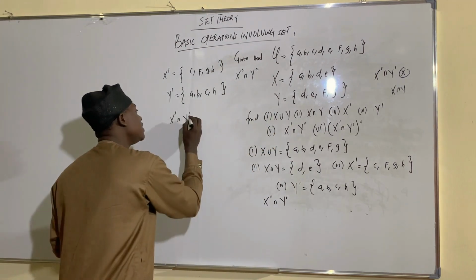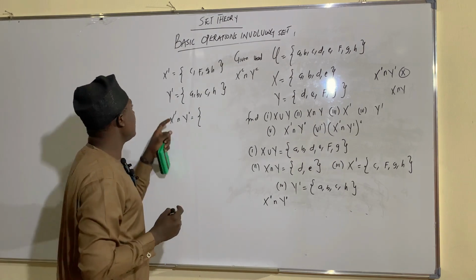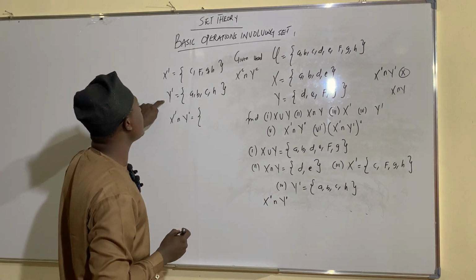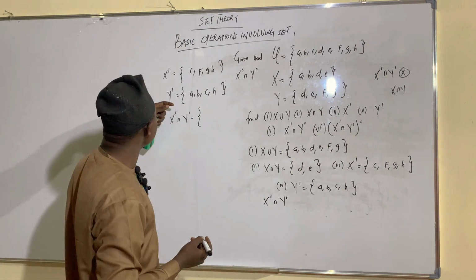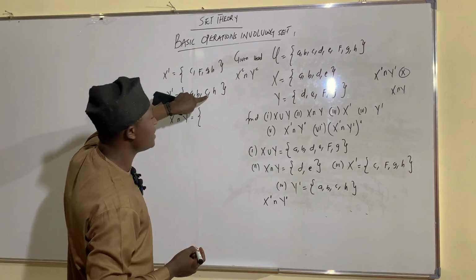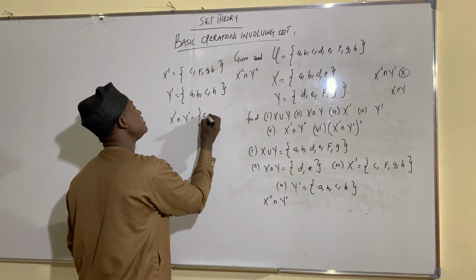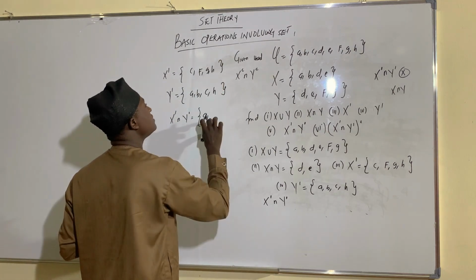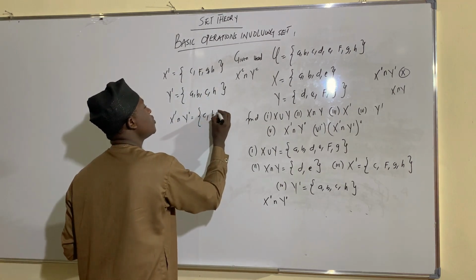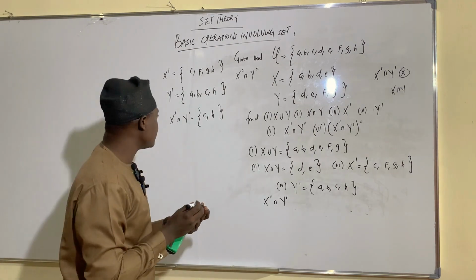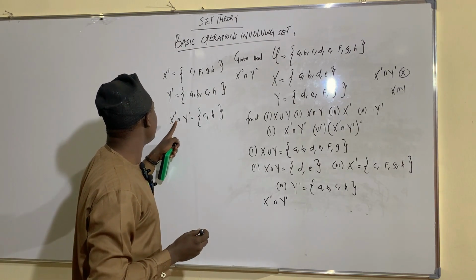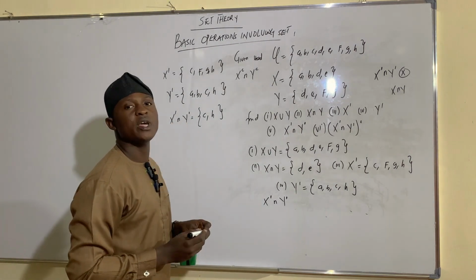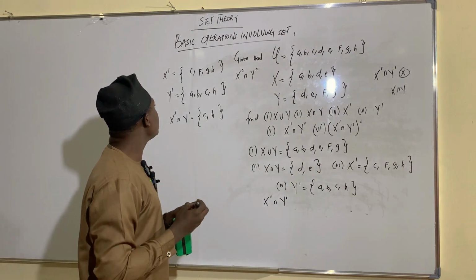So now I want to check the elements that I have in X complement and that also appear in Y complement. If you check, we have C here. Of course, there's element C here also. I can pick out C. We have F here. There's no F. We have G here. There's no G. We have H here, and we also have H here. So which means that the value of our X complement intersection Y complement, we have C and H.